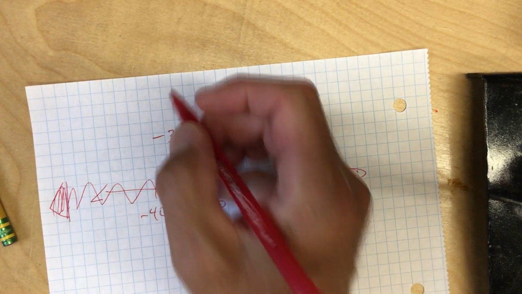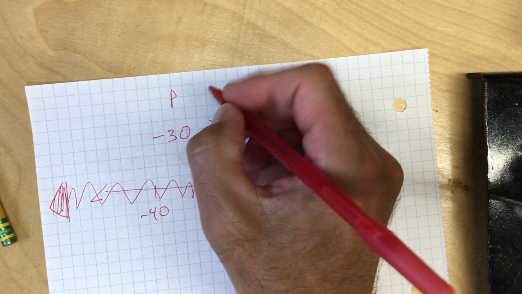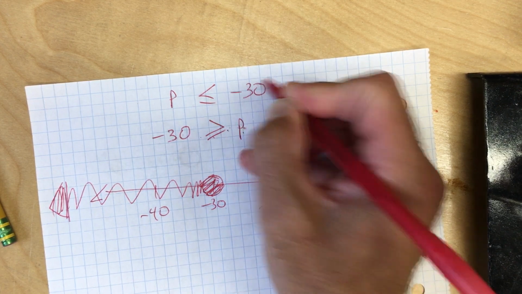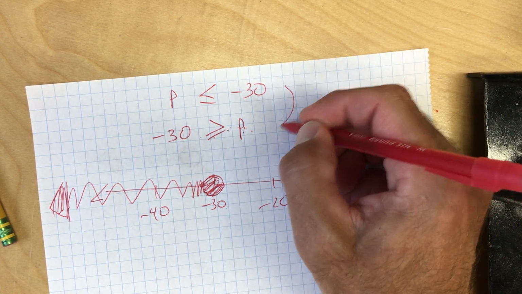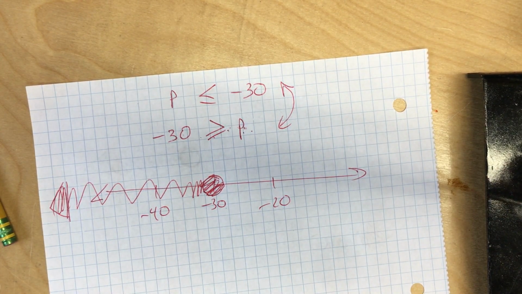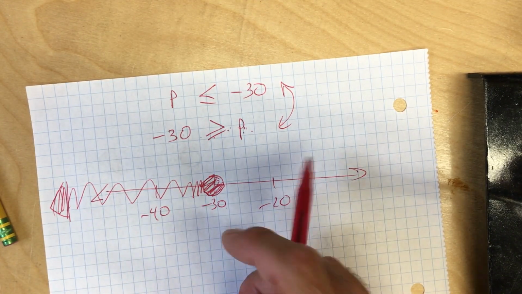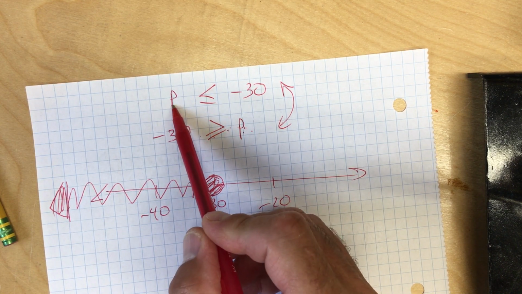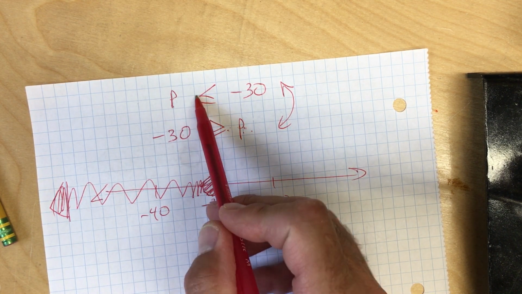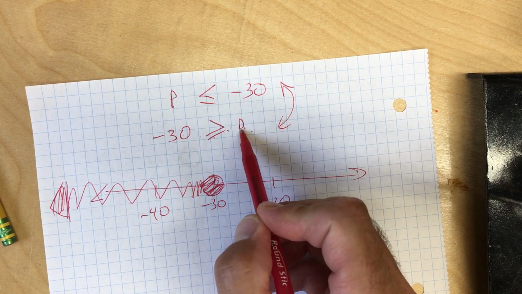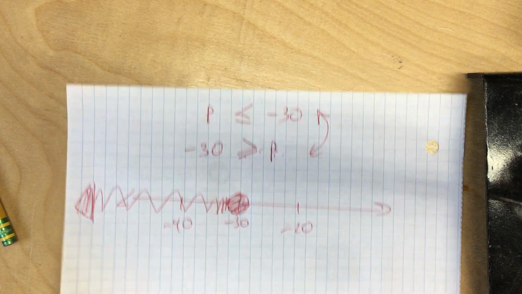Very tricky. This equation is the same as this. These are the same, except they're written from left to right and right to left. So when you read it, I would always start at the variable, and then p less than or equal to negative 30.